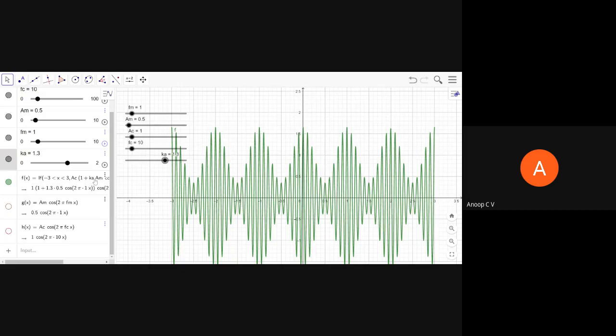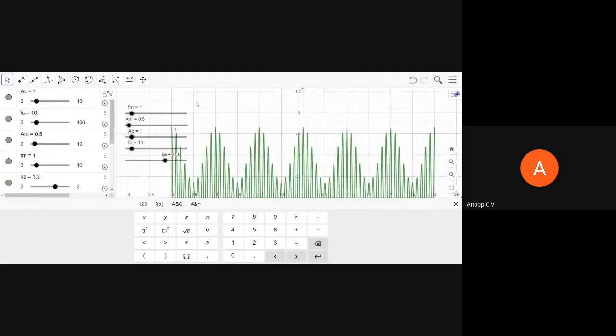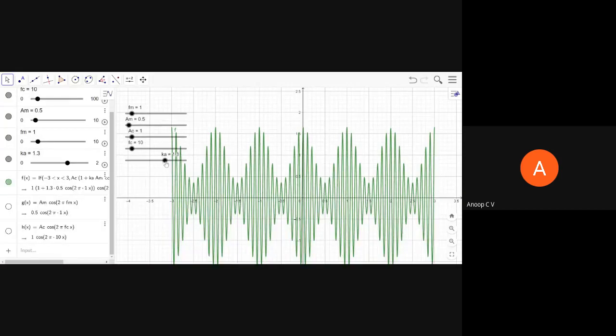Why? Because M of T is AM cos 2 pi FMT, and the maximum value of cos 2 pi FMT will be plus 1. So the maximum value of AM cos 2 pi FMT will be AM, and the maximum value of Ka times AM cos 2 pi FMT will be Ka into AM. That is our percentage modulation, Ka into AM. So now Ka into AM is 1.3 into 0.5. What is 1.3 into 0.5? That is, of course, less than 1.